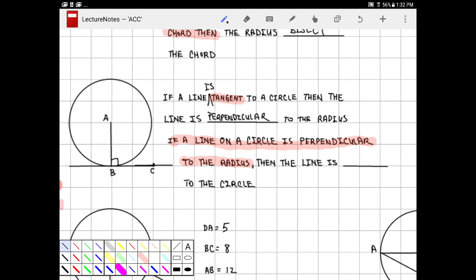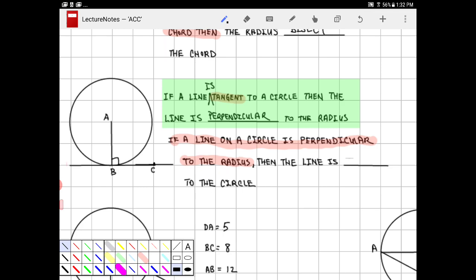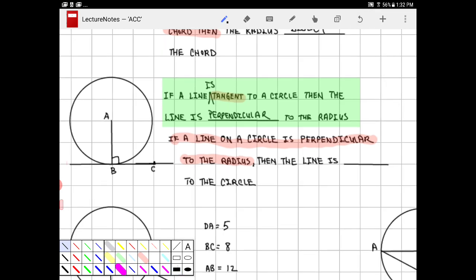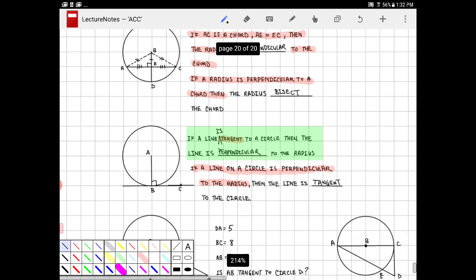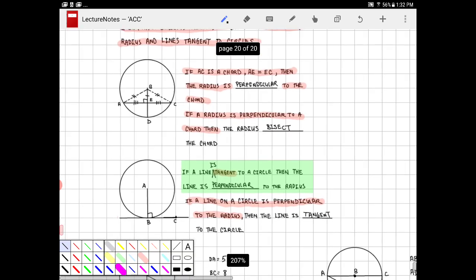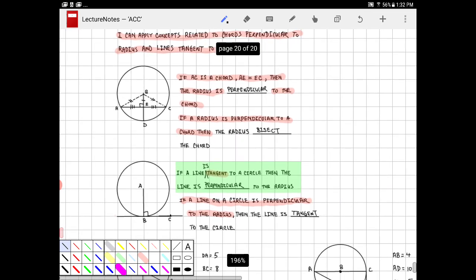It's the reverse idea of the top half of this theorem. So it's actually tangent. That's the word I'm looking for. The line will be tangent to the circle. I'm reversing that concept, and I hope you can recognize that. So if a line is perpendicular to the radius, then the line is going to be tangent to that circle.